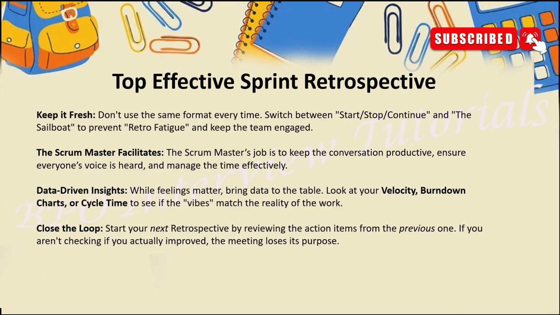Okay, close the loop. Start the next retrospective by reviewing the action items from the previous one. If we left anything in the parking lot from the last retro meet, definitely we have to discuss that. We have to close that particular point, then move to the next one. So these are the top effective points you can use in your retrospective meet.